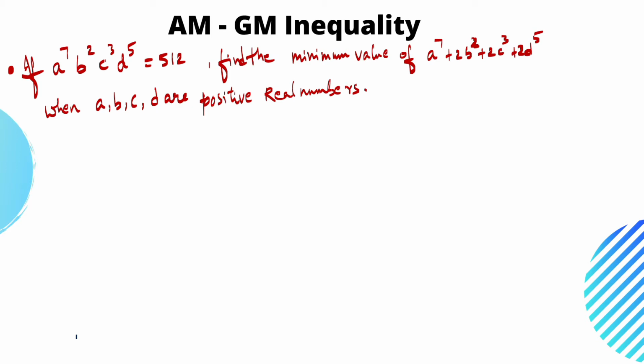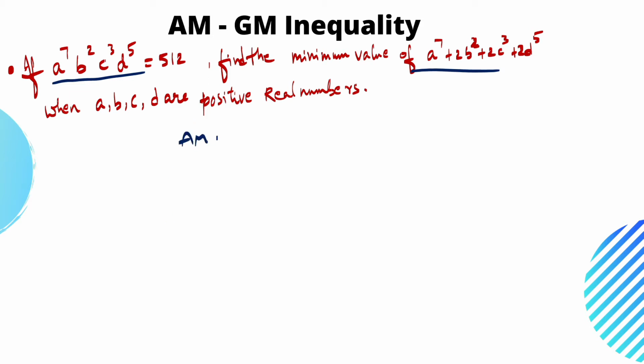Let's move to the next question, which is: if a power 7 into b square into c cube into d power 5 is equal to 512, find the minimum value of a power 7 plus 2b square plus 2c cube plus 2d power 5 when a, b, c and d are positive real numbers. So if you observe, this is geometric mean because a power 7 into b square, right? And this is the arithmetic mean as summation is involved.